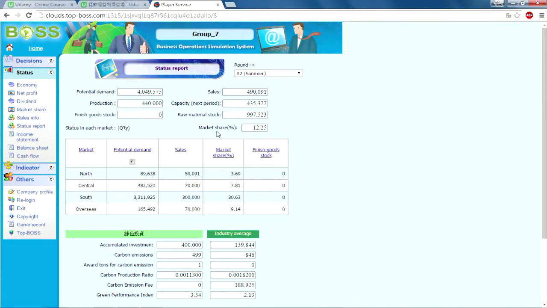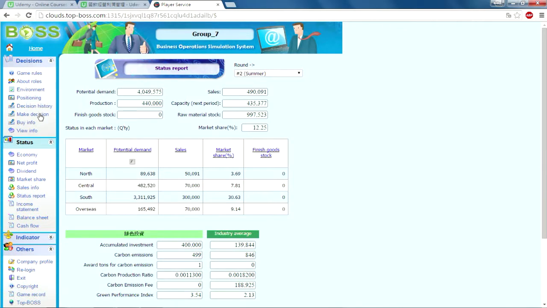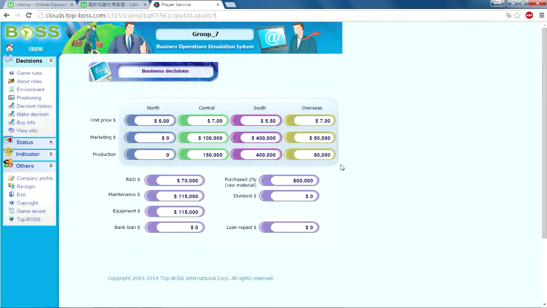Okay, let's go to decision and make decision. You have 18 decisions to make at this moment. Separately, there are 4 markets. For each market, you have to make the decision of the selling price. You have to decide how much marketing funding to be invested in the market. You have to decide the production request. What I'm saying, the production request actually refers to sales forecast.